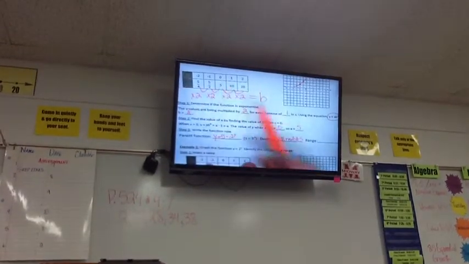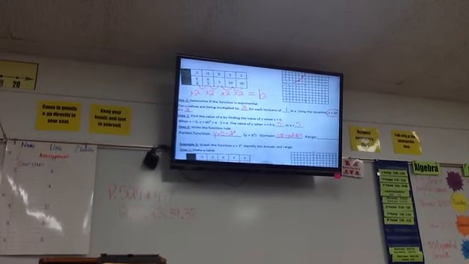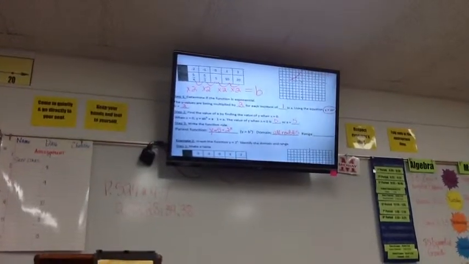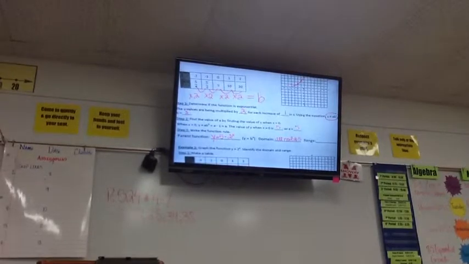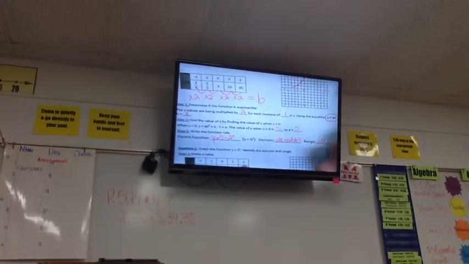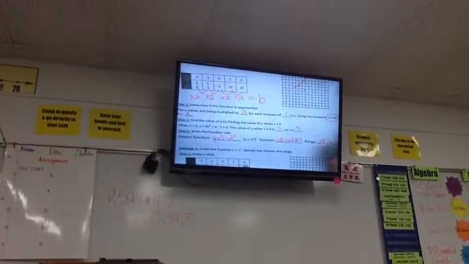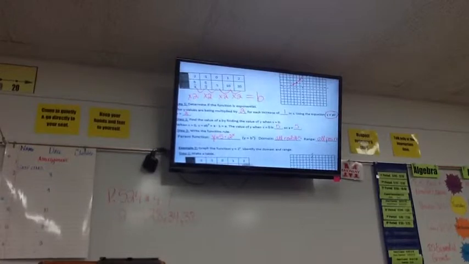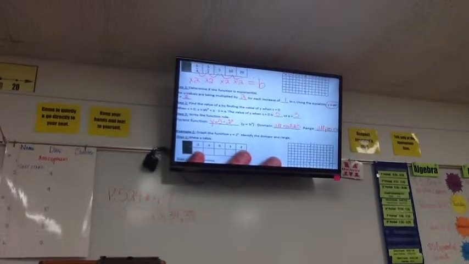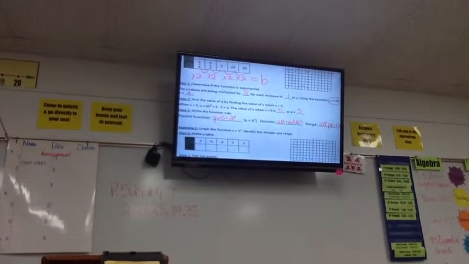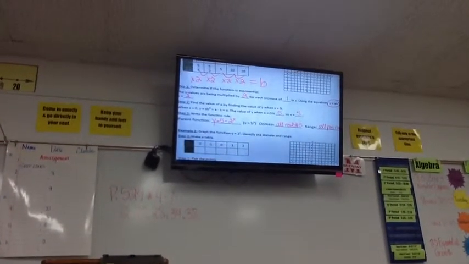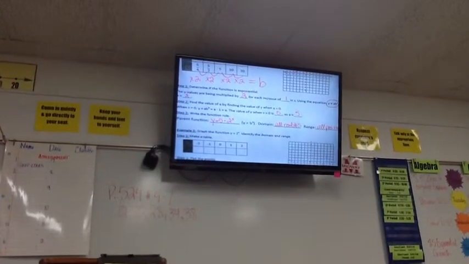Look at the range. What is the range? Remember I told you it never touches the x-axis. So what is the range going to be? All positive real numbers. Yes, Jared? So will the range always be all real positive numbers? In the equation where a and b are positive, yes.